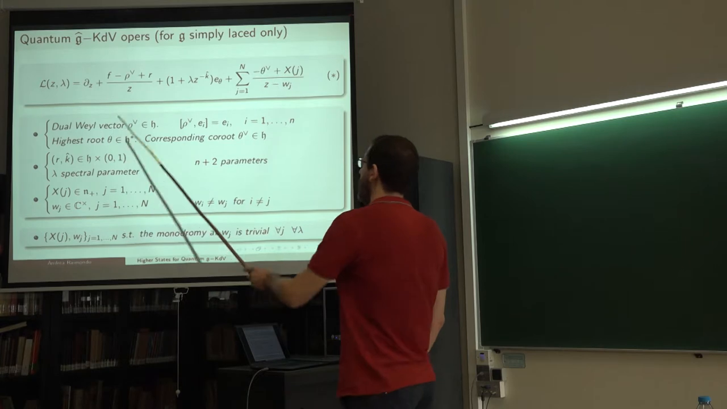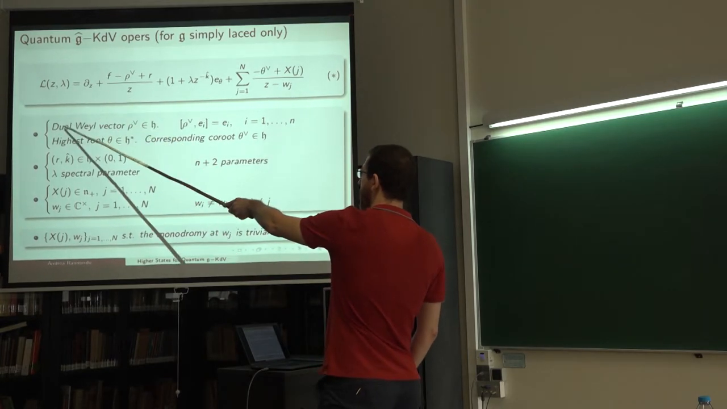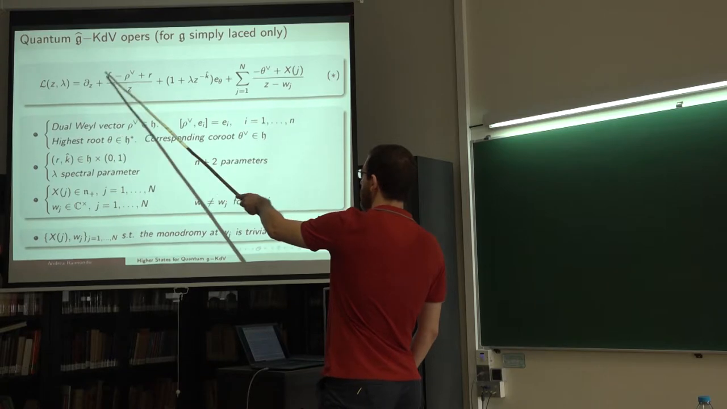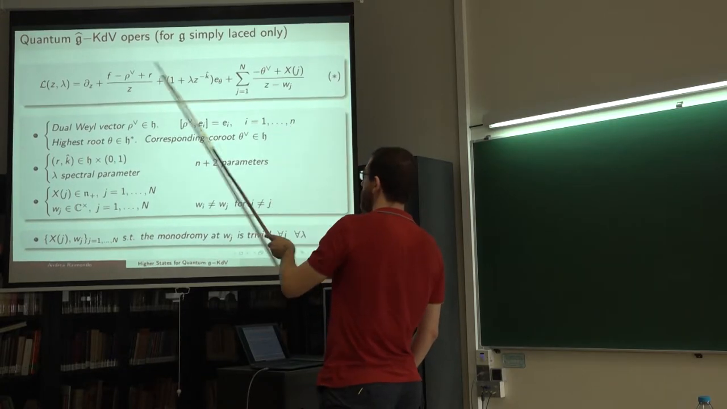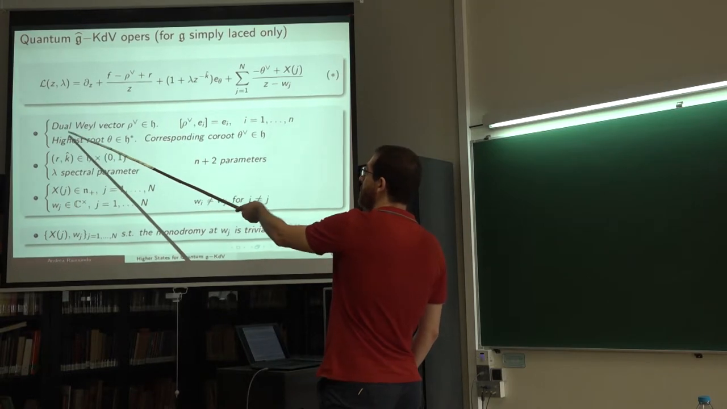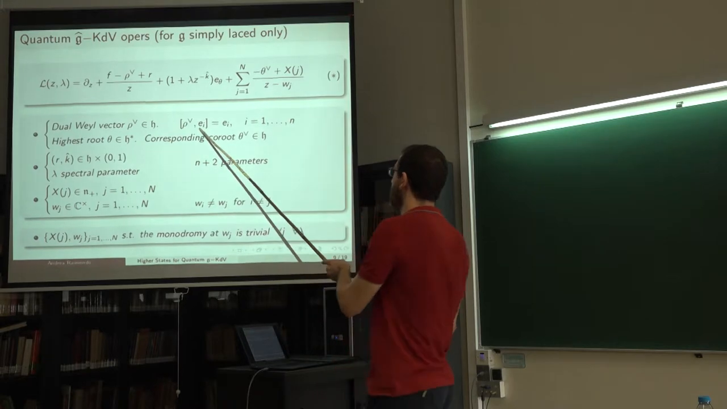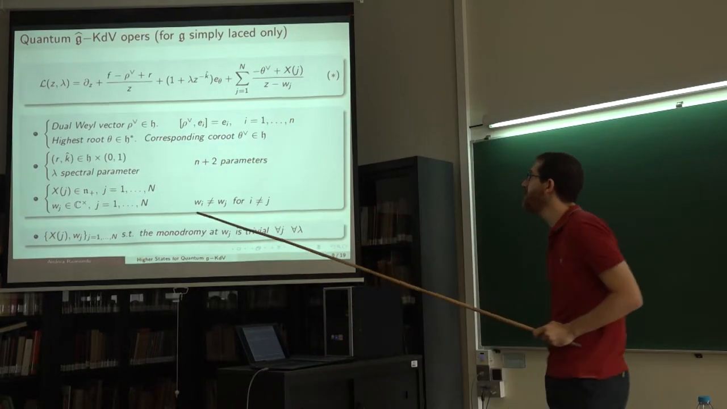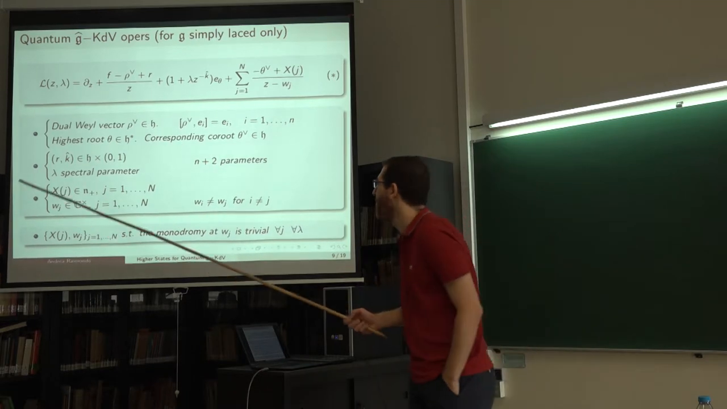Okay, you have this z here, then f, the principal nilpotent, and then there are a couple of constant terms, which are this rho check and this theta check here. So rho check is sometimes called the dual Weyl vector, is an element in the Cartan subalgebra, and is uniquely defined by these relations. And it's not that important.